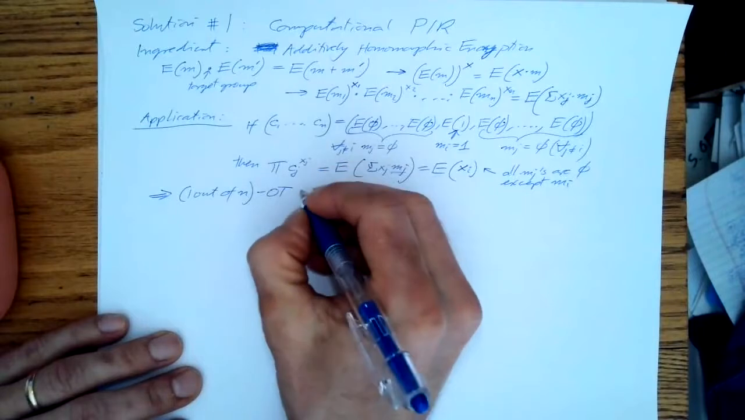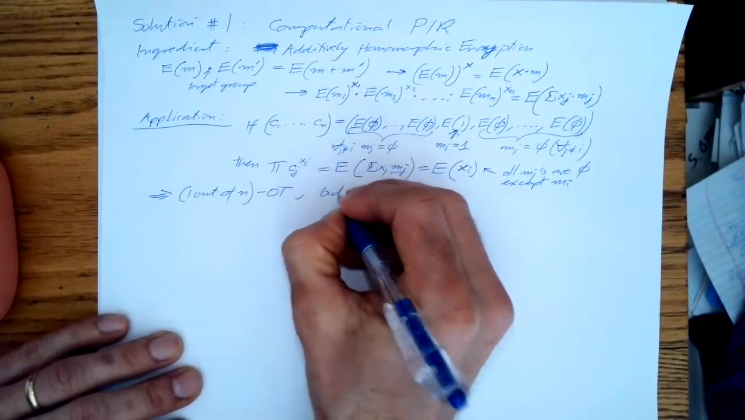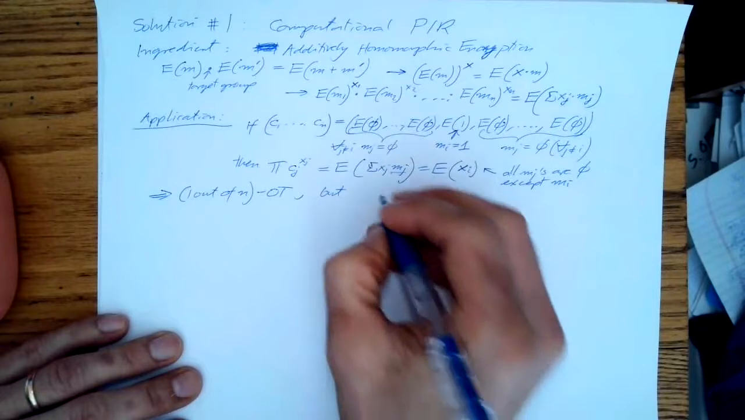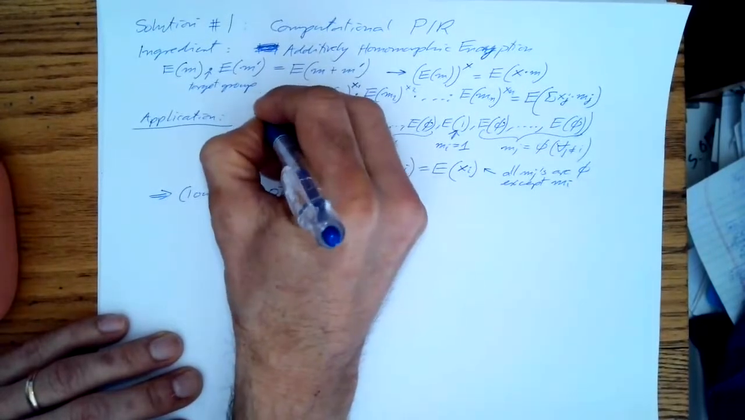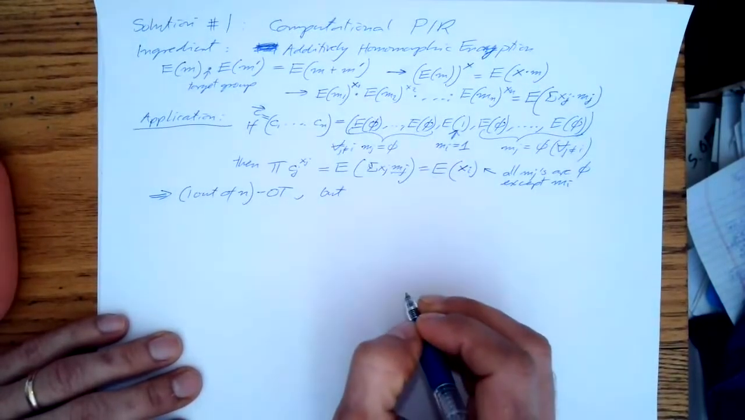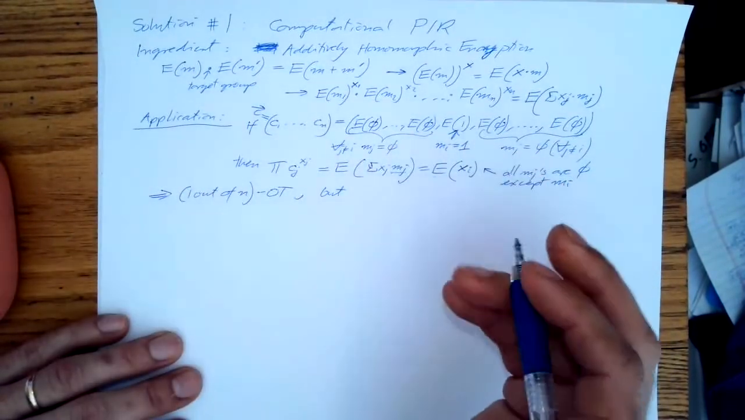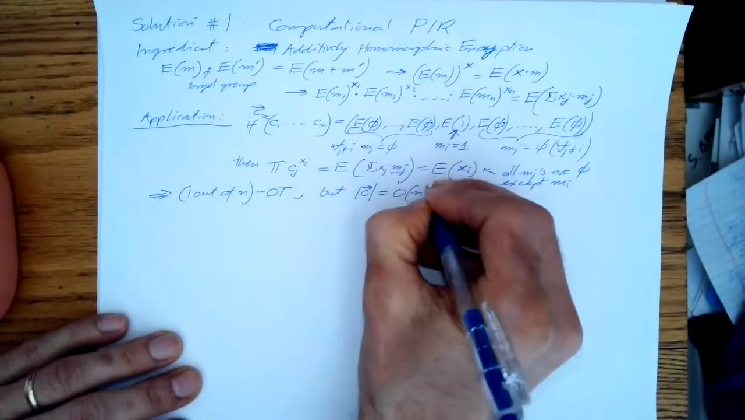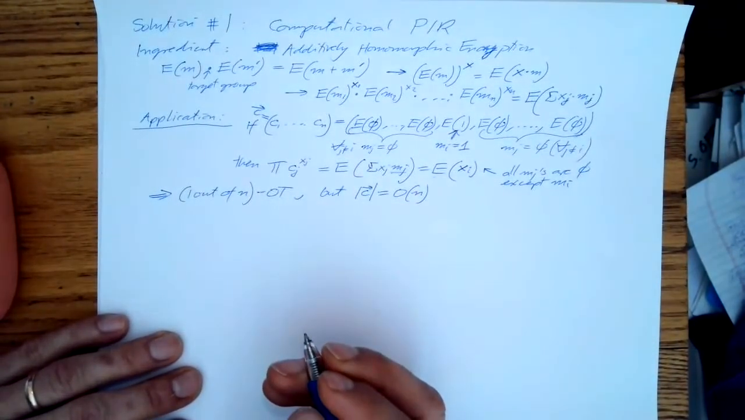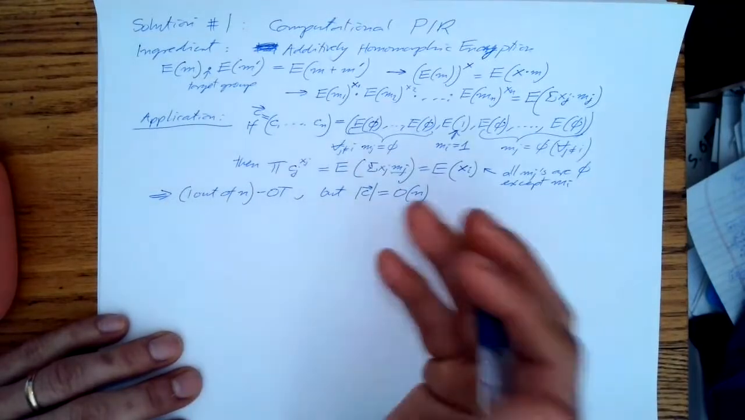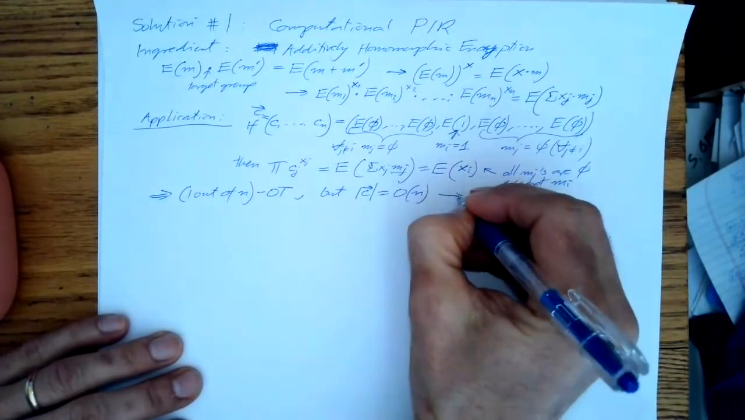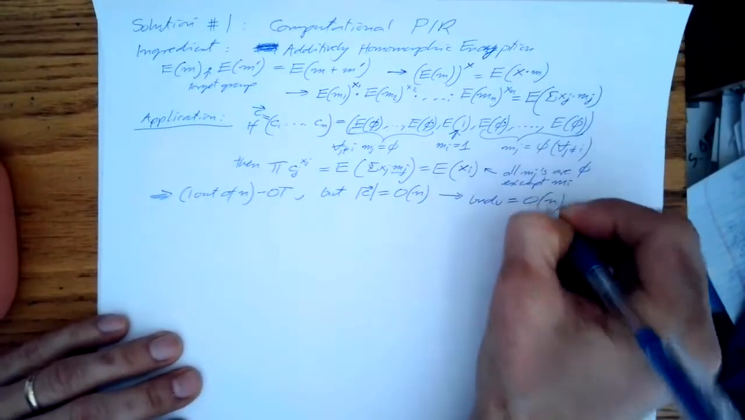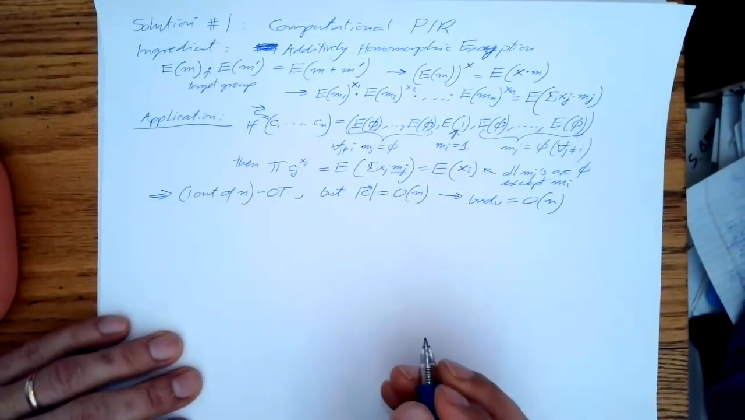So it's a 1 out of n OT, but does this solve the PIR problem? Not quite yet, because this vector of ciphertexts that the client would have to send is linear in n. So the bandwidth is not sublinear.